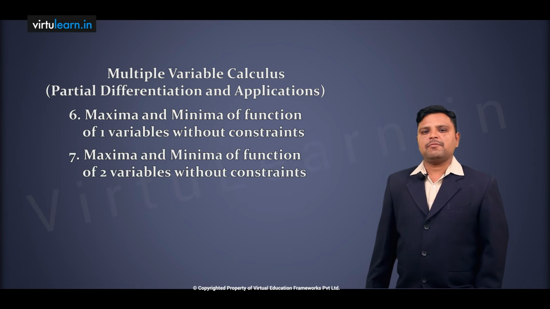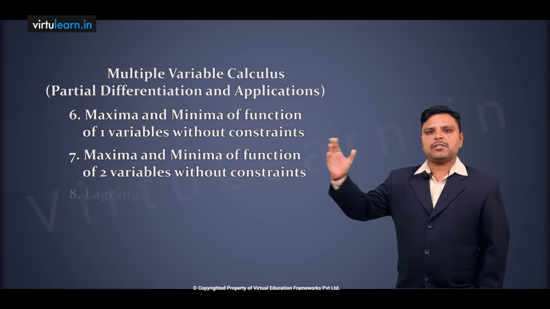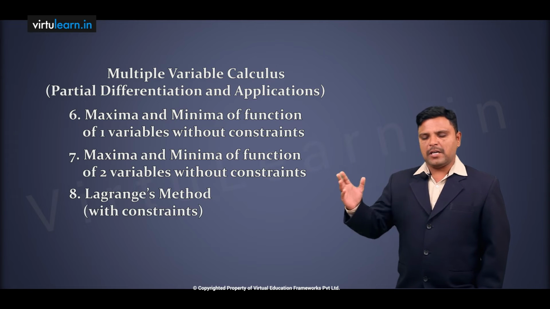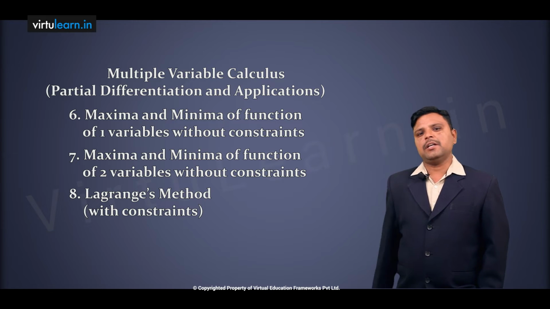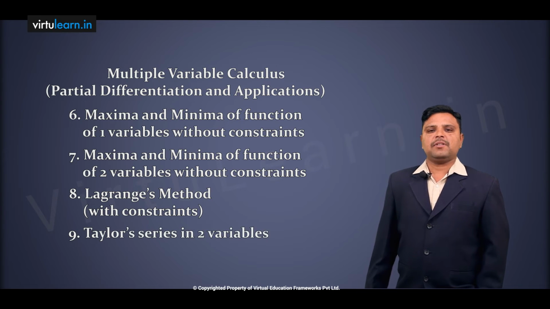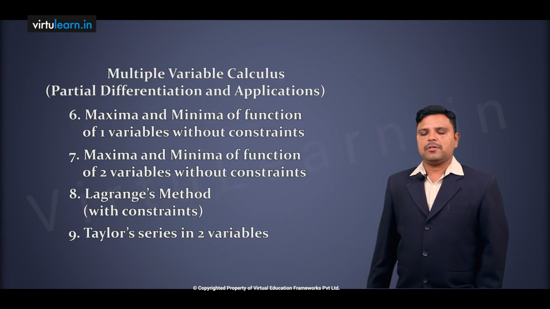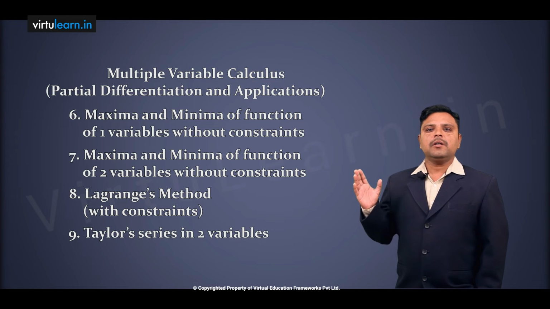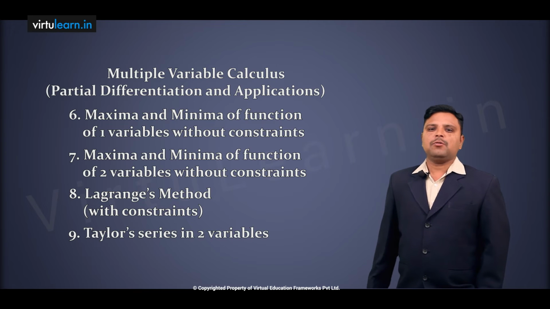and minimum of the function in two variables, eighth one, Lagrange's method of maximum and minimum of the function in two variables, means Lagrange's method of multipliers, and last topic, ninth one, Taylor series and Maclaurin series of the function in two variables. How to calculate the expansion of the function in two variables. How to expand that function?